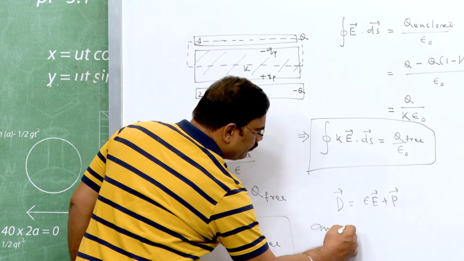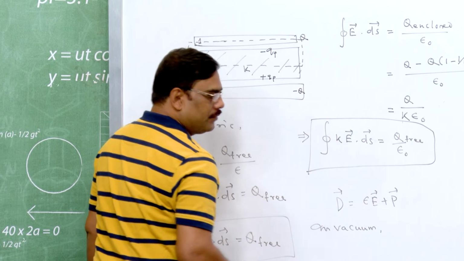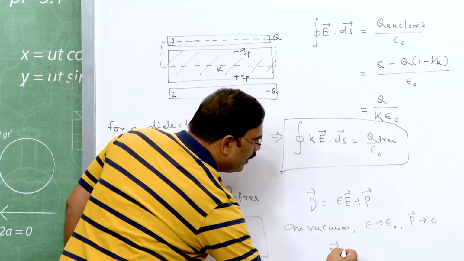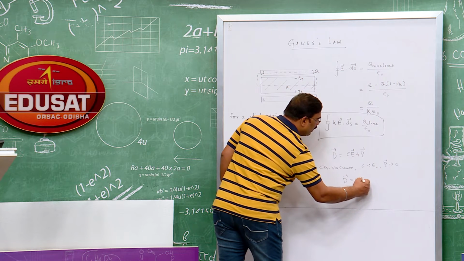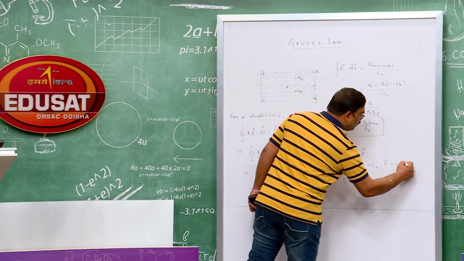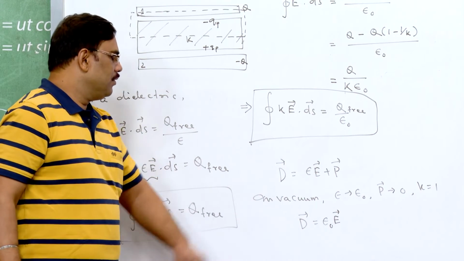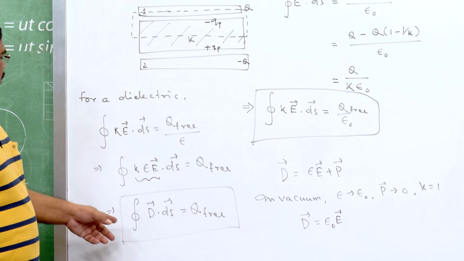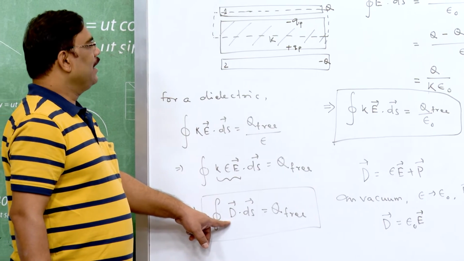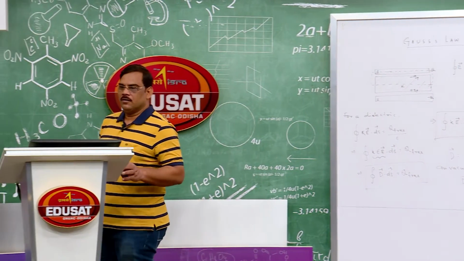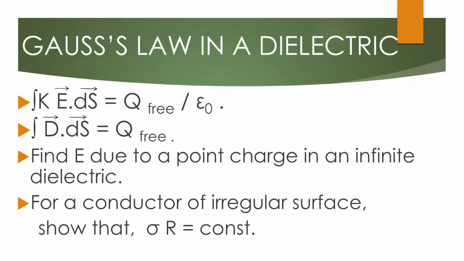In vacuum, epsilon goes to epsilon 0, P goes to 0. So, I have D equal to epsilon 0 E and k equal to 1. So, these are the parameters of vacuum. So, I have D equal to epsilon 0 E for vacuum. Putting the value of D equal to epsilon 0 E here, we can generate this formula. So, this is my Gauss law in a dielectric medium. Integration k E dot ds equal to Q free by epsilon 0, or integration D dot ds is equal to Q free.